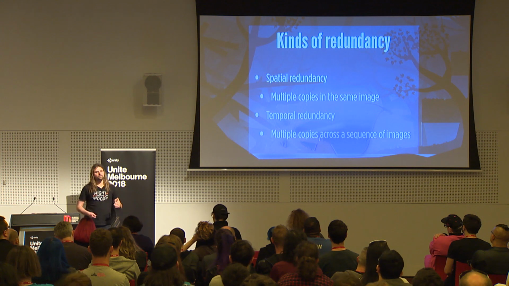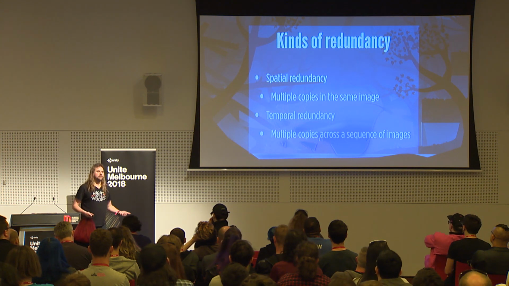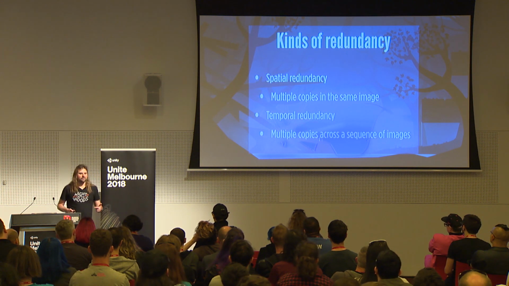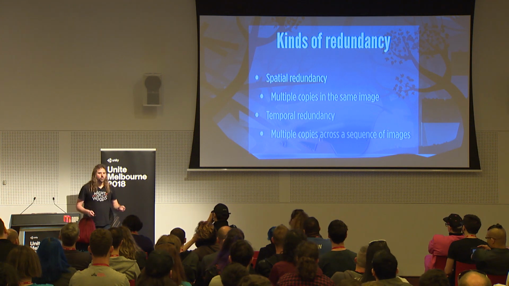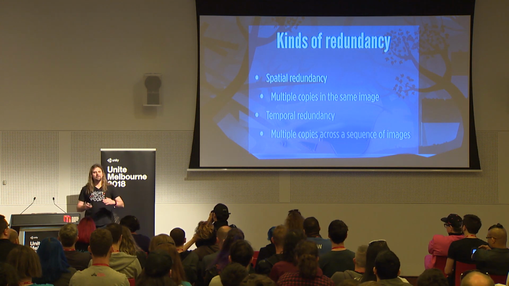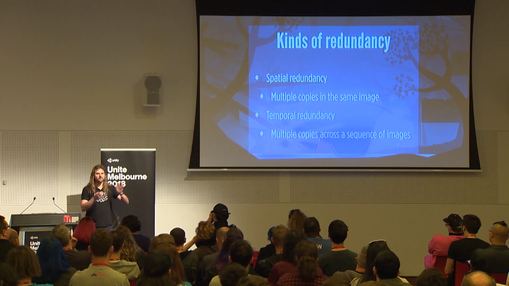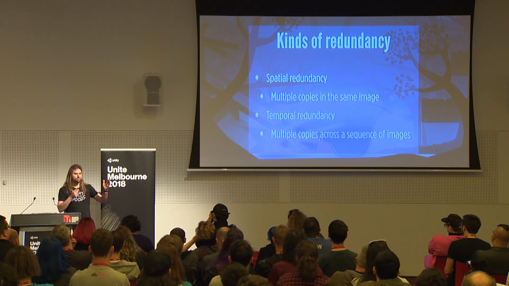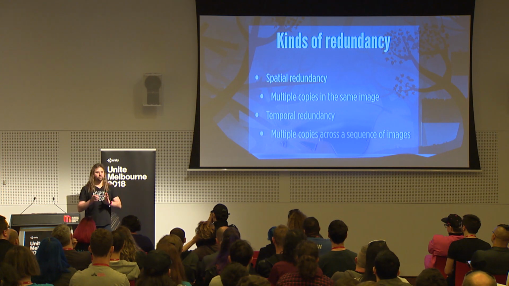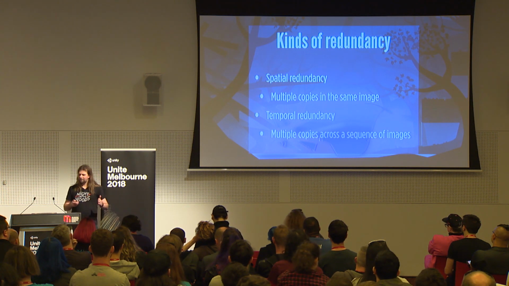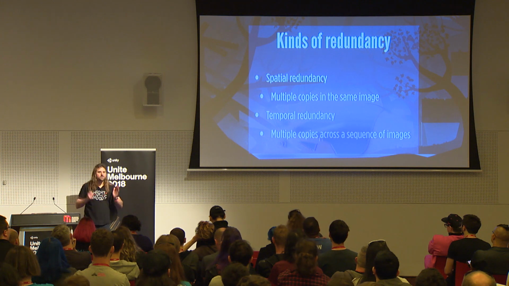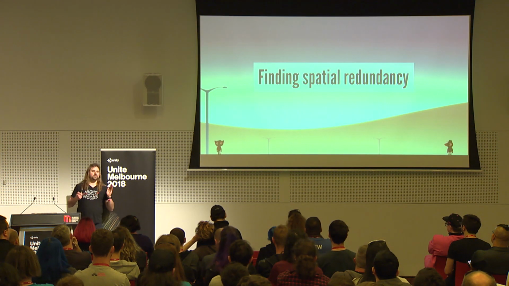Now, there are two kinds of redundancies. There's spatial redundancy, and there's temporal redundancy. Spatial redundancy is when you have multiple copies of the same data in one image, whereas temporal redundancy is multiple copies over time, which really, in a frame-by-frame animation, means multiple copies across multiple images. So how do we find these? Well, first of all, let's look at how we find spatial redundancy.